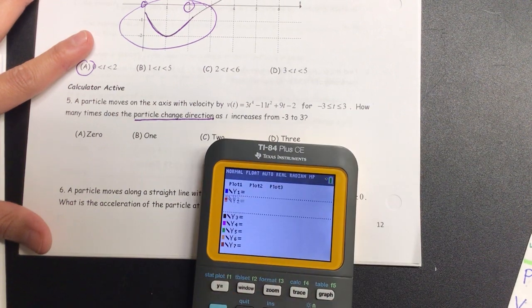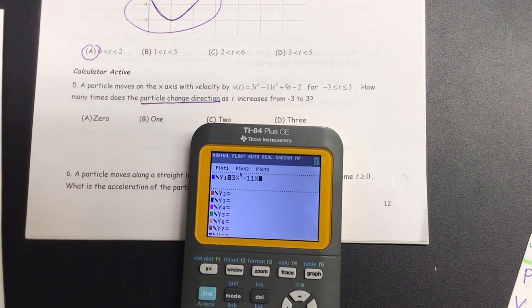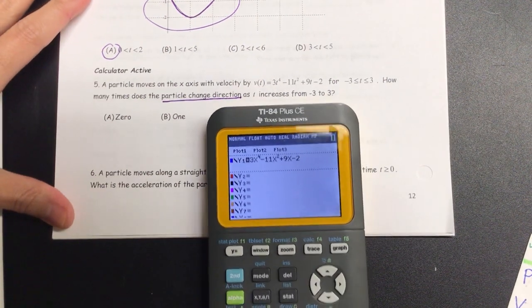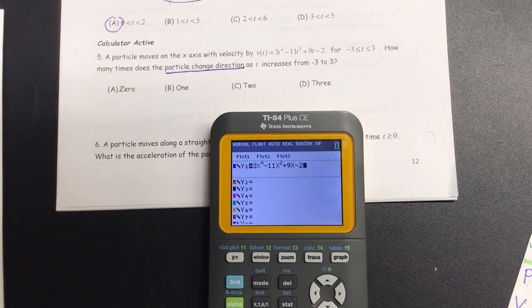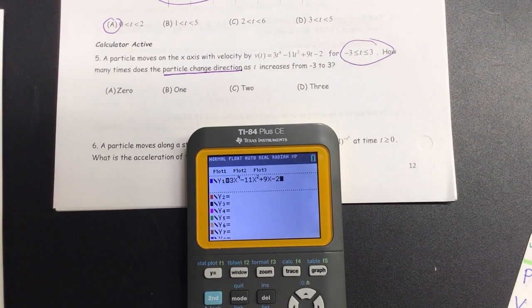So what I would do is actually graph the velocity. When I graph the velocity, we'll notice something that we're going to sketch in a little bit. 3x to the power of, is that 4? Minus 11x squared plus 9x minus 2. And again, if you're not typing with me, you're graphing in your head. I will go to Zoom 6 just to be safe, and then we'll see if we need to expand it or not. Do we see the endpoints basically? Yeah. So I think Zoom 6 is pretty much good enough.